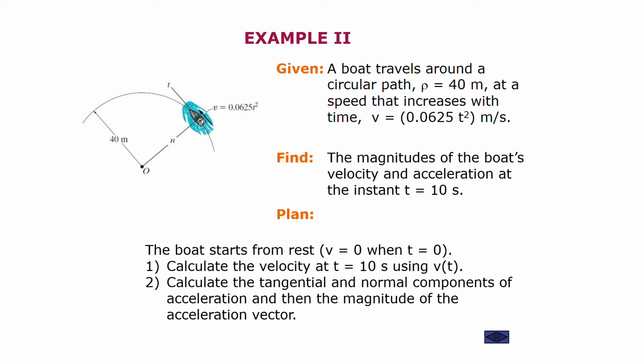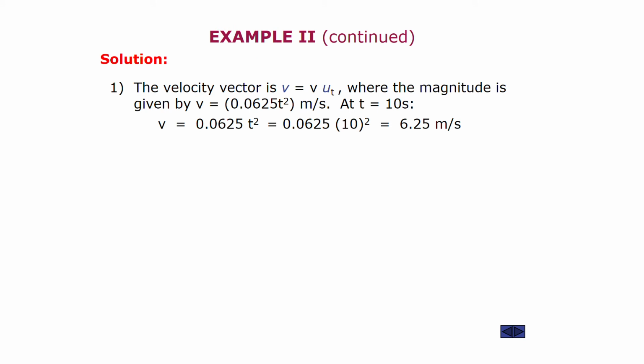First, calculate the velocity at t equals 10 seconds. Then calculate the tangential and the normal components of acceleration and then the magnitude of the acceleration vector. So that is your velocity vector at time equals 10 seconds. Substitute time equals 10 seconds, so you have 10 to the power of 2. That will give you v equals 6.25 meters per second. Remember, we have to find v as well as v dot.